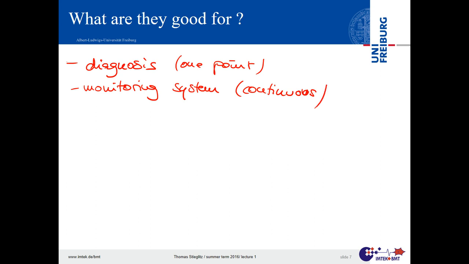Any other ideas? What are they good for? Prosthetics. Yeah. What does a prosthesis do? Compensates for loss. Yeah.